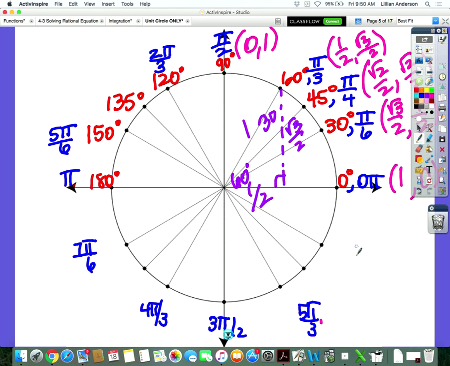11 pi over 6. And then, yes, you do go all the way around a full 360 degrees, which is how many radians? 2 pi. Please do not forget about 2 pi. It is a part of the unit circle. That's what makes it a whole. If you only go to 11 pi over 6, you're not making a full circle. All right? And the ordered pairs literally just transfer over.